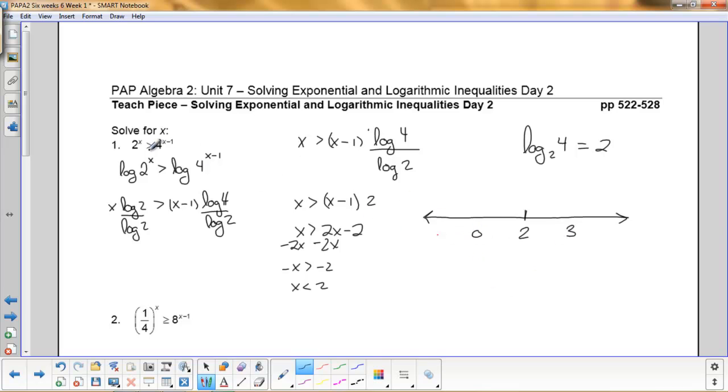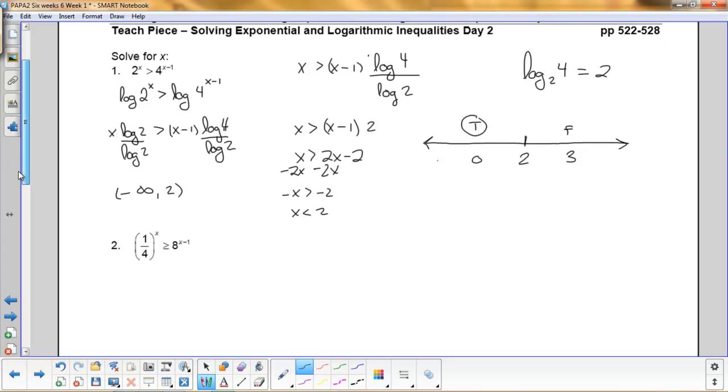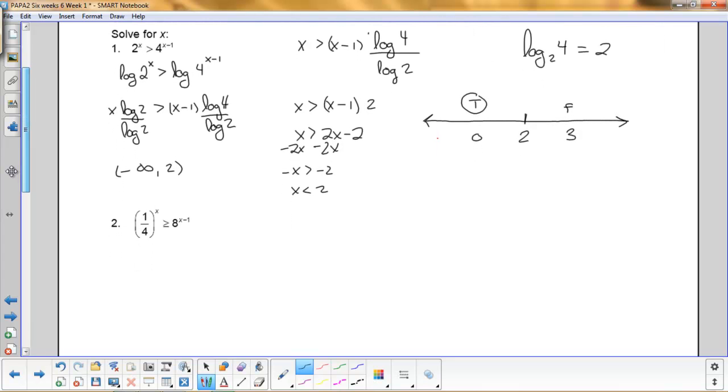Once you plug 0 into this inequality and 3 into that inequality, you will get a true result here and a false result here. And our answer is that. If we write it in interval notation, we'll use parentheses. Now the reason why we don't have to worry about the restriction on this is that the x value is not restricted by an asymptote in the exponential function. It is, however, in the logarithmic, so we'll get to that in a few minutes.